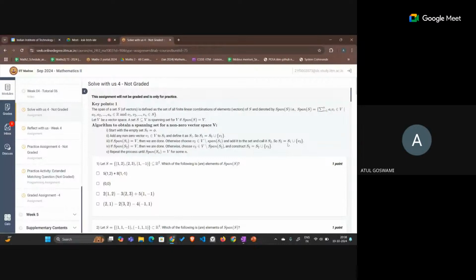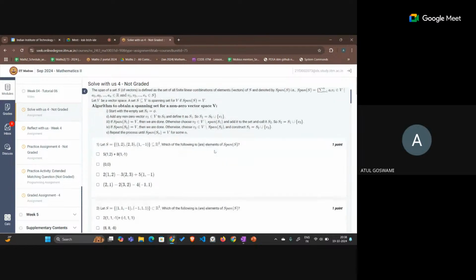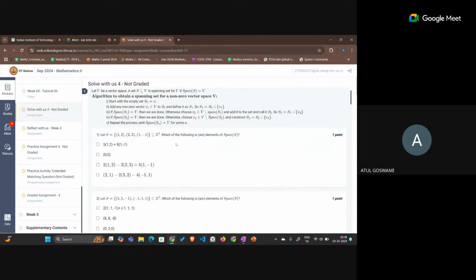Then again check whether the span of S2 is V. If it is, then we are done. If it is not, then take one more vector which is independent from all the vectors in the span of S2, and add it. So this is how we will do it. All of you solve this first question.